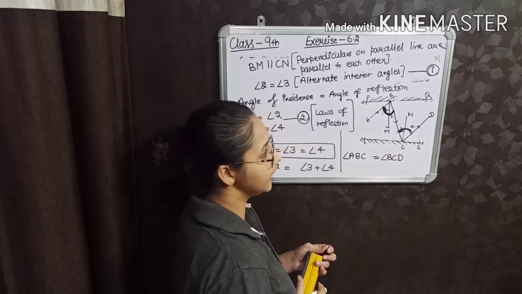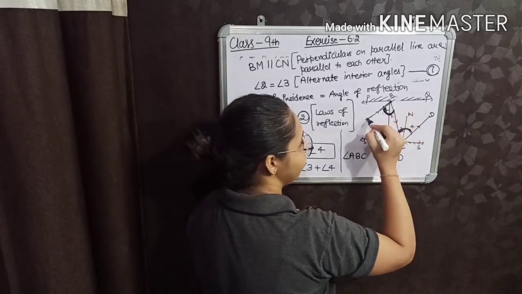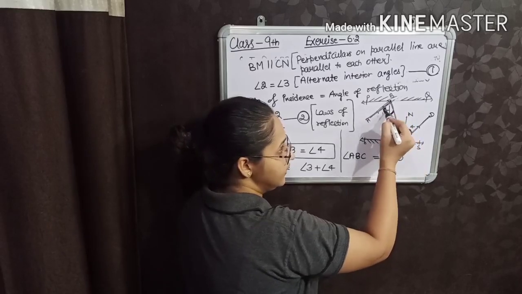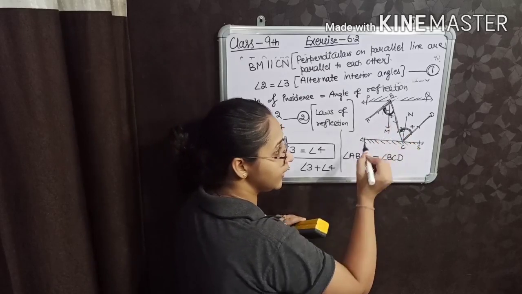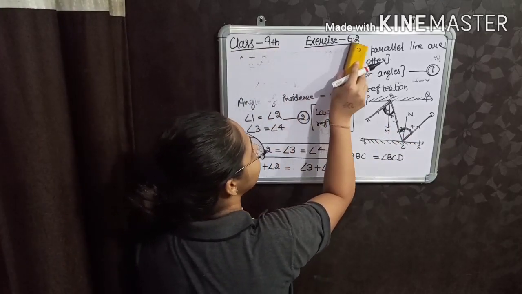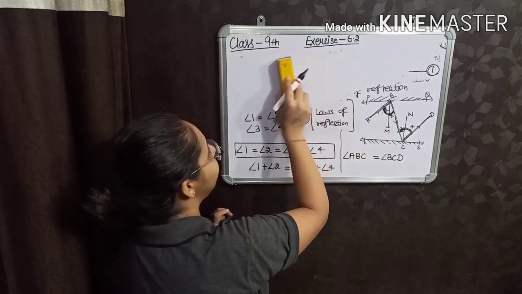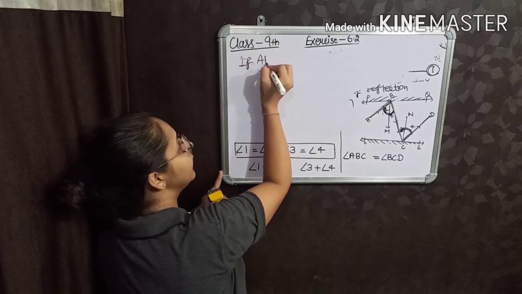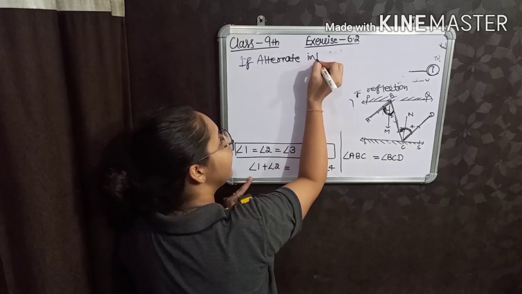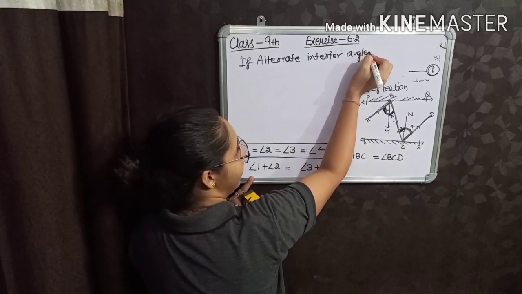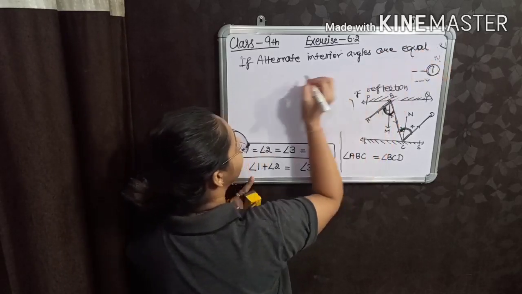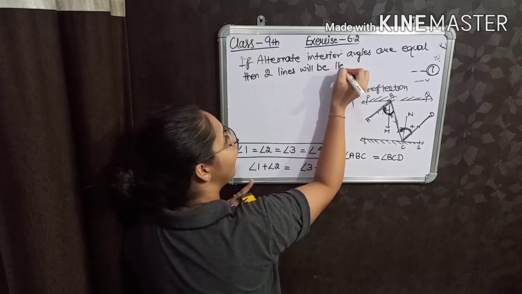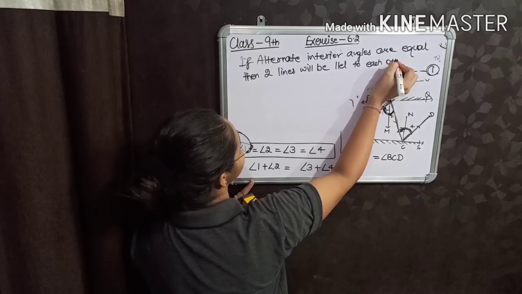And you have to prove that AB is parallel to CD. This AB and this CD, you have to prove that these two lines are parallel. This BC is a transversal line. These two angles are alternate interior angles. And you know very well that if alternate interior angles are equal, then the two lines will be parallel to each other. And same concept applies here.